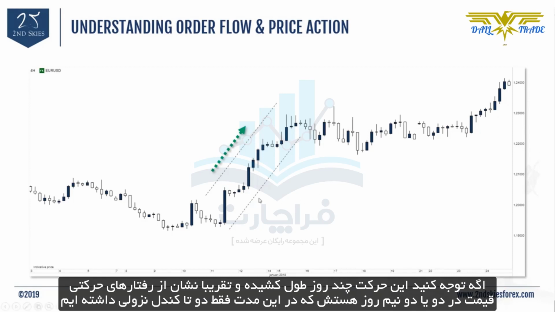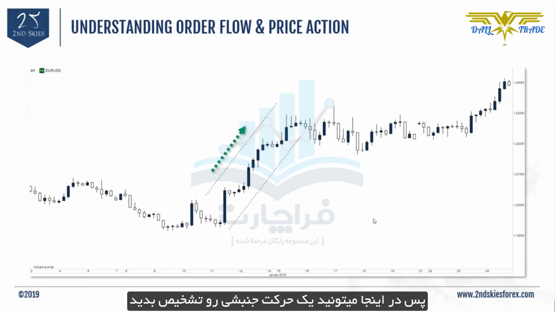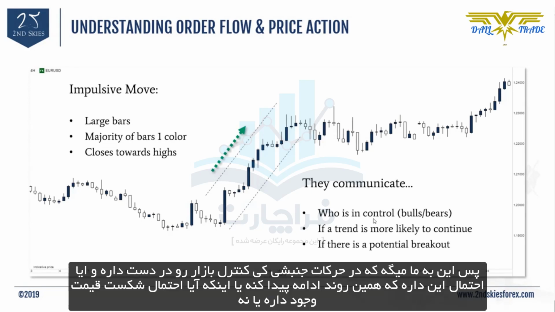If you look at this, this is a few days worth of price action. It's about 2.5 days worth of price action where we could only manifest a couple of bearish candles. That tells me that during these 2 days, the majority of order flow was bullish, because it was constantly closing bullish and just kept moving in one direction. So we can see the presence of an impulsive move here. All the bars are in one direction, they're generally large, and they close towards the highs. If you think about this, an impulsive move communicates to us who's in control, if a trend is more likely to continue, or if there's a potential breakout coming.